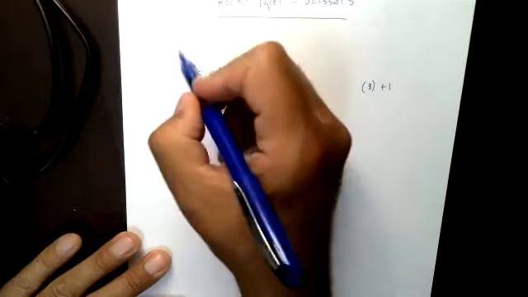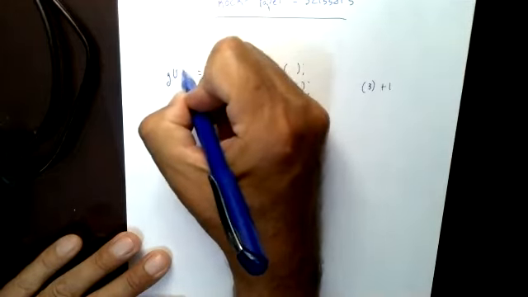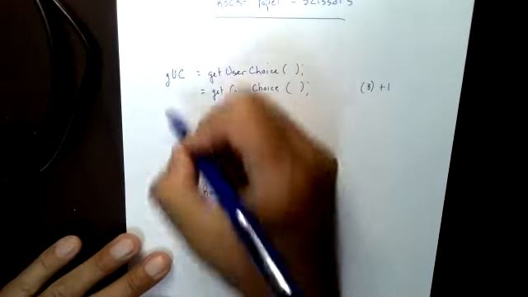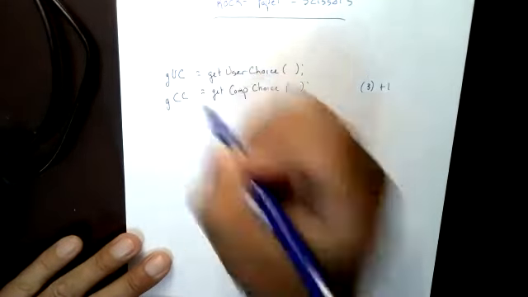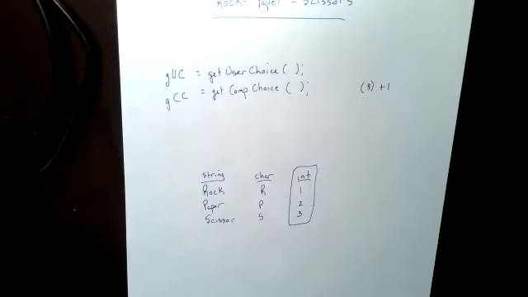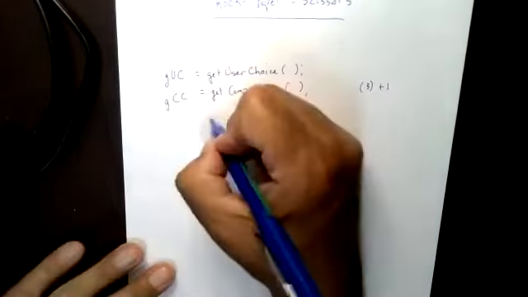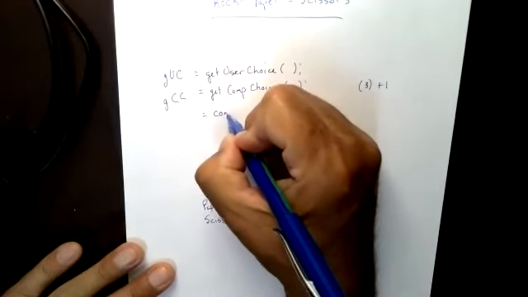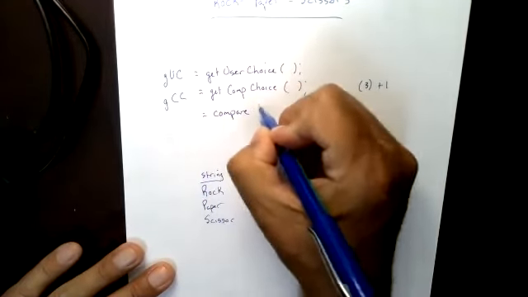User choice. How about GUC? Yeah. Get computer's choice, just for fun. All right, so now that I have the two choices, what's next? The display. Oh yeah, I want to compare. I want to see who won.